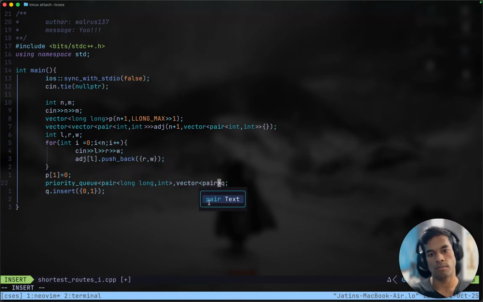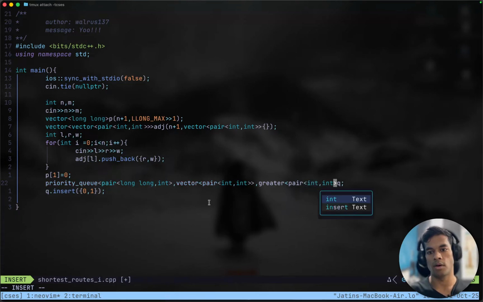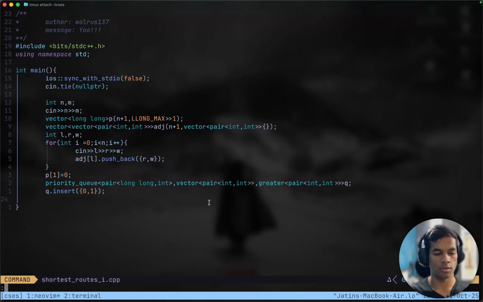Vector of pair of integers and greater of pair of integers. I think that should be good.